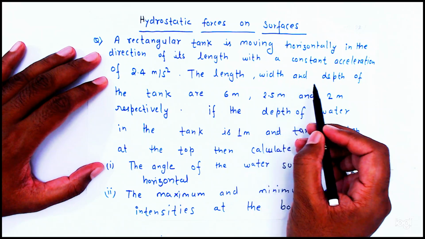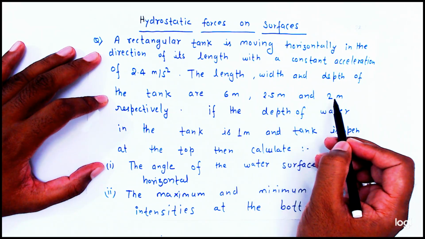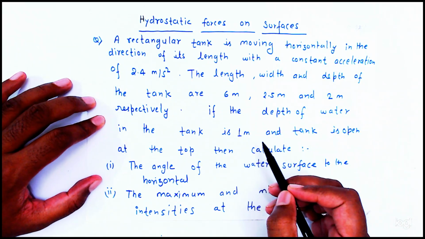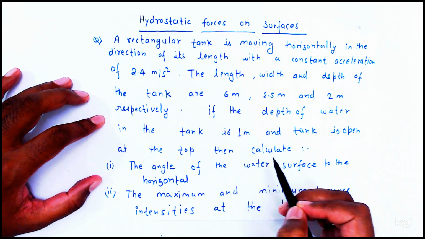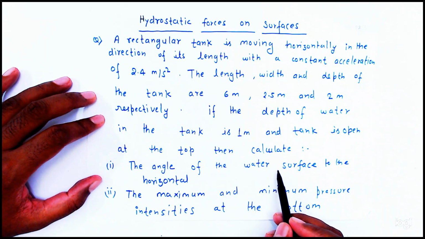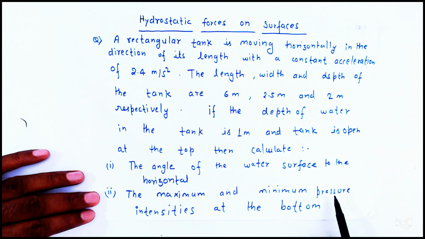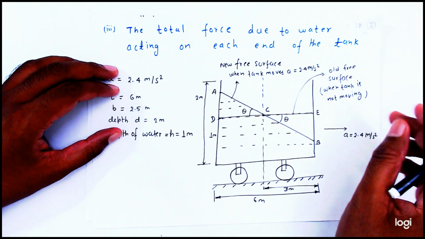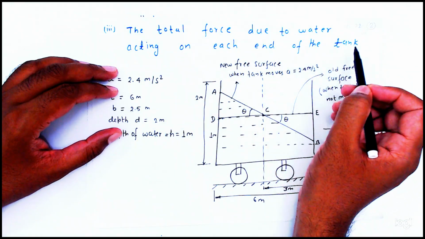The length, width and depth of the tank are 6 meter, 2.5 meter and 2 meter respectively. If the depth of water in the tank is 1 meter and tank is open at the top, then calculate the angle of the water surface to the horizontal, the maximum and minimum pressure intensities at the bottom, and the third point is the total force due to water acting on each end of the tank.